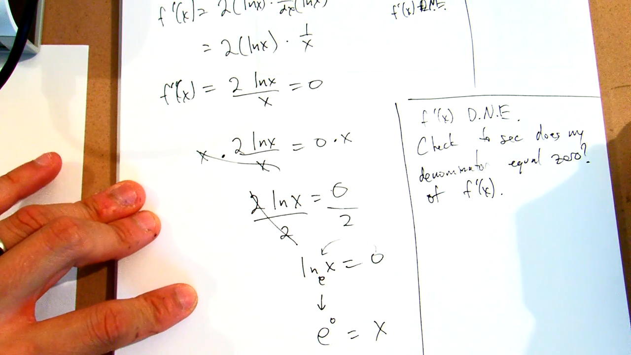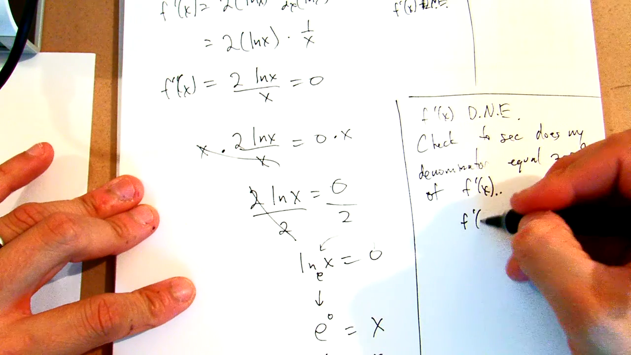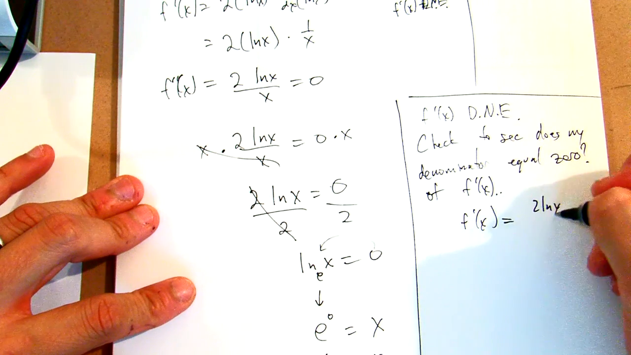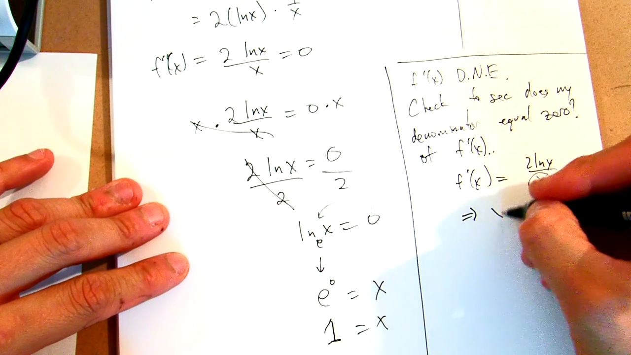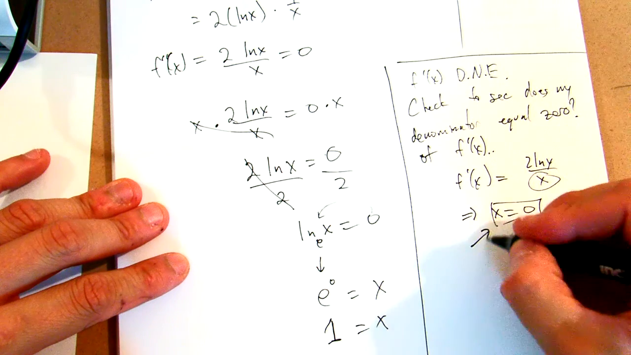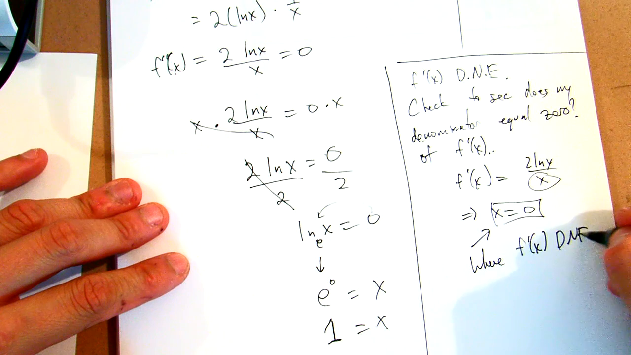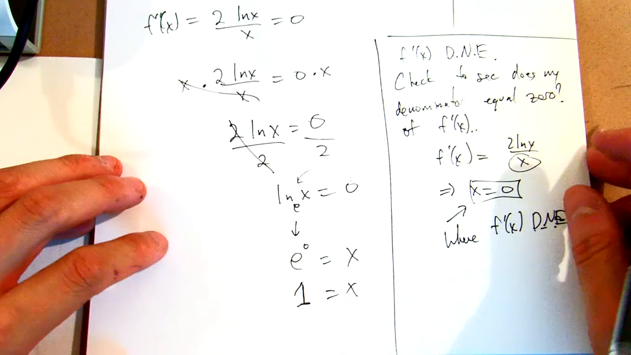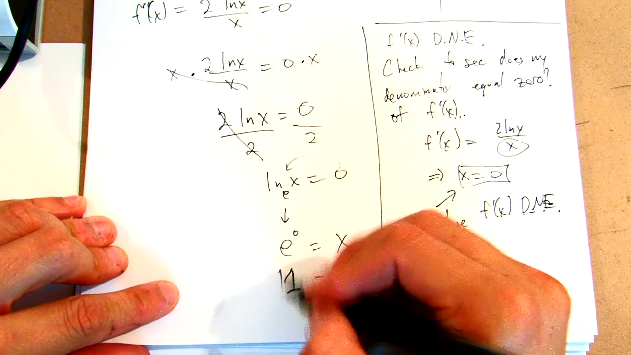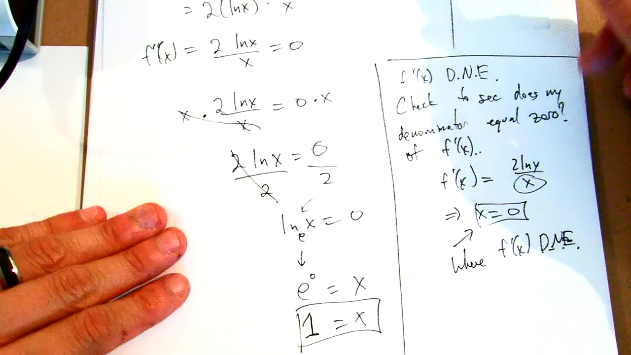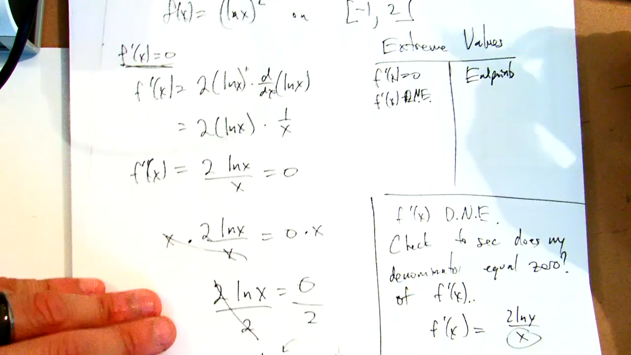Thank you. So the denominator of f prime of x, which was equal to 2 ln of x over x, was just x. If we set this to 0, this is where f prime of x does not exist, because I can't divide by 0. So that's another extreme value we have to check. So we have 2 so far, and now we also have to check our endpoints of -1 and 2.